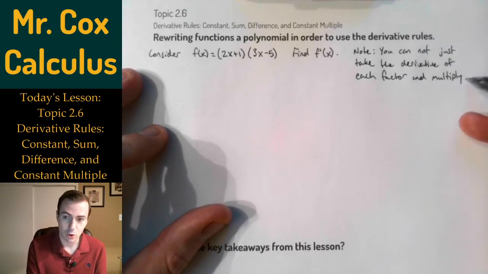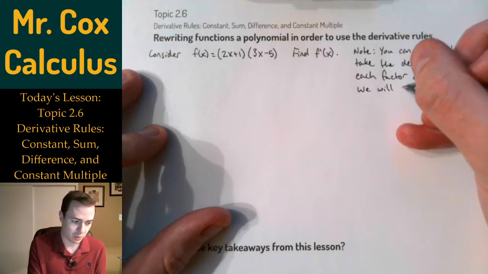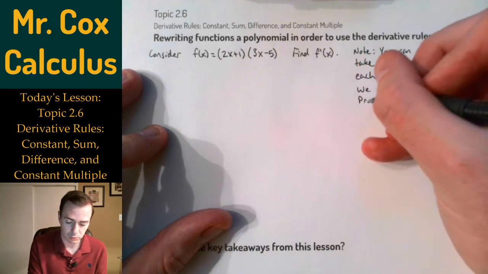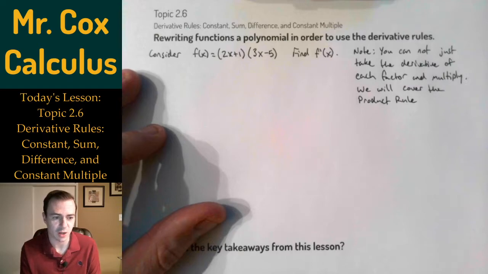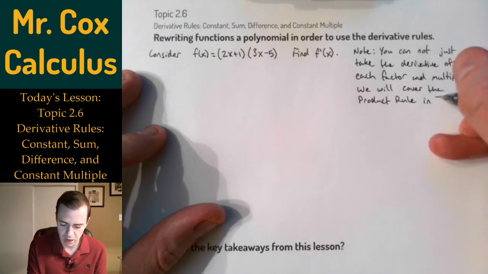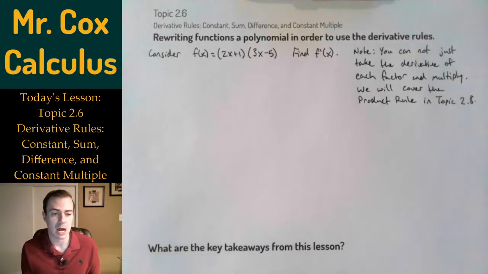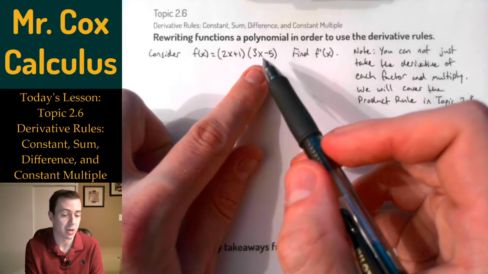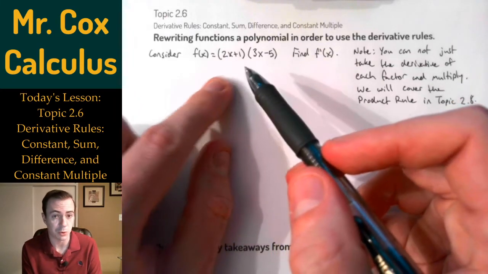In fact, for products like this, we actually have a special rule. We will cover that rule, which is called the product rule. Not a terribly original name, but there it is. It's called the product rule, and that's going to be covered in topic 2.8. So in the very near future, we'll look at how to handle products of functions, but for right now, I can't just simply take the derivative of this piece and multiply it times the derivative of that piece. That is not going to be what the derivative equals.